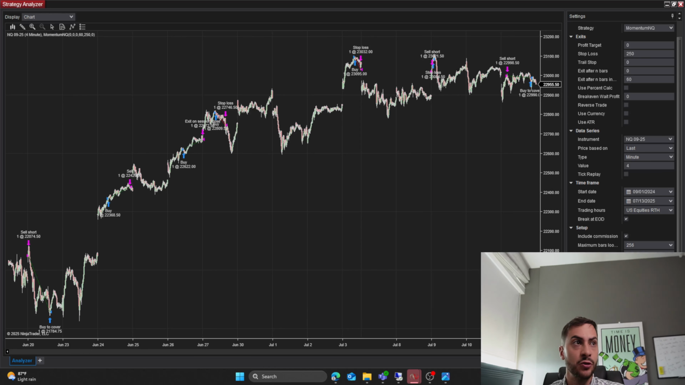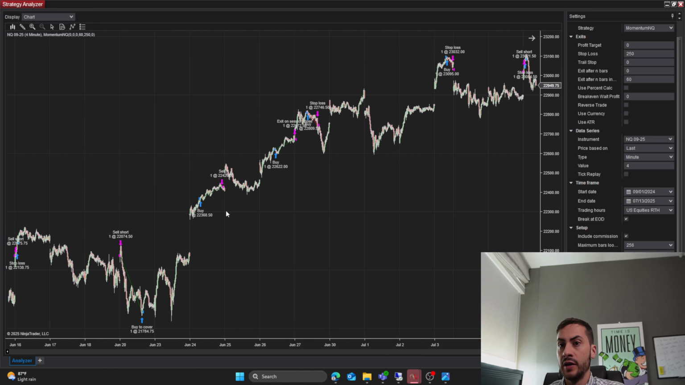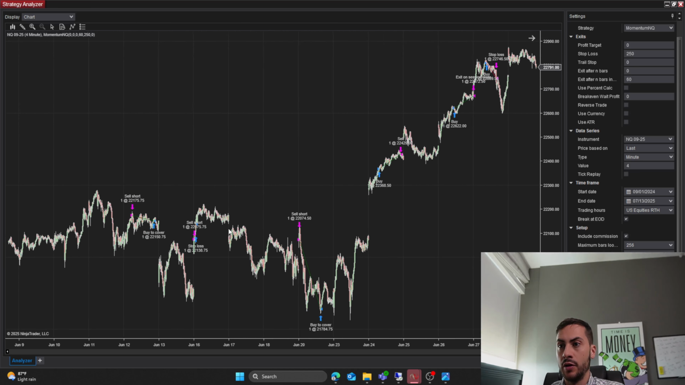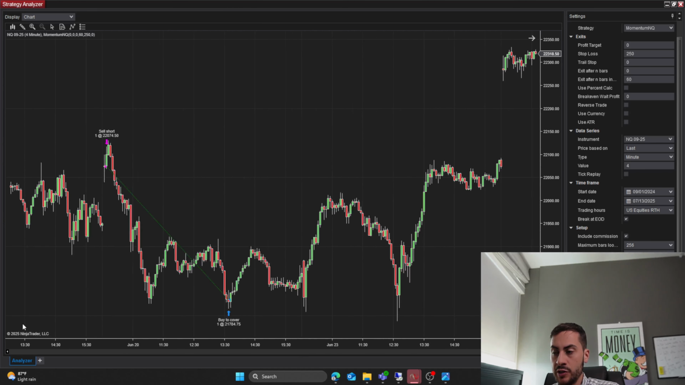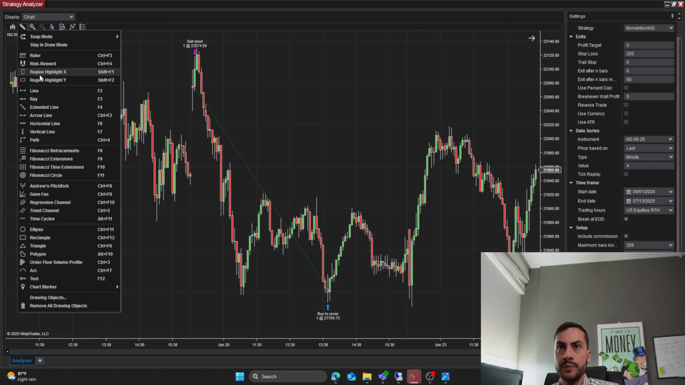We can look at some of the trades, and then we'll go over the source code. So here's some of the trades on NASDAQ E-mini. I find that it's sort of mean reverting on the short side. So we can see this trade right here. I'll highlight this.